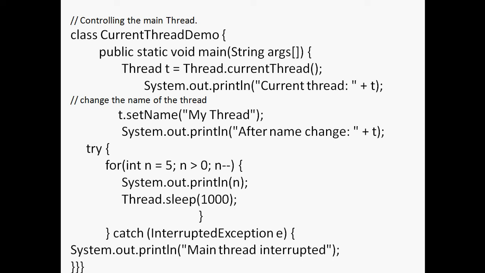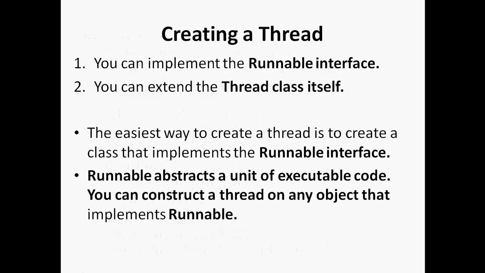Once everything is over, if there is any problem, then it prints "main thread interrupted", otherwise everything goes smoothly. So this is one simple example of how to control the main thread. The intention here is that for the main, public static void main, also one thread is responsible to execute it.